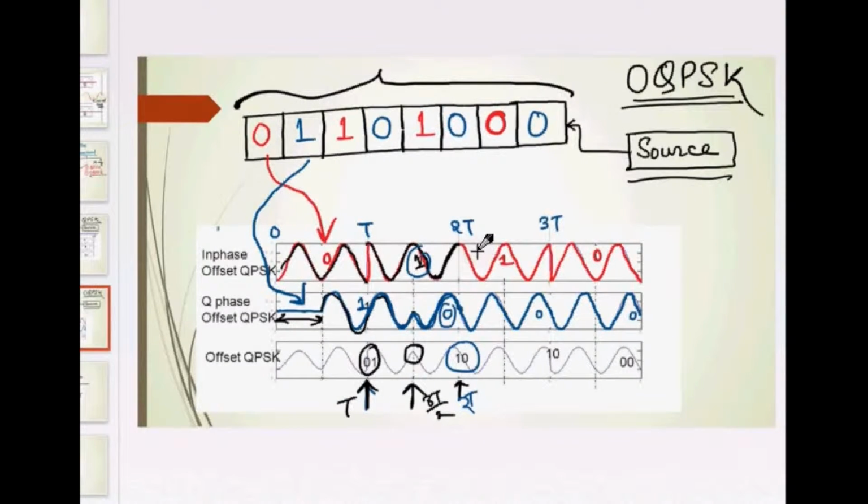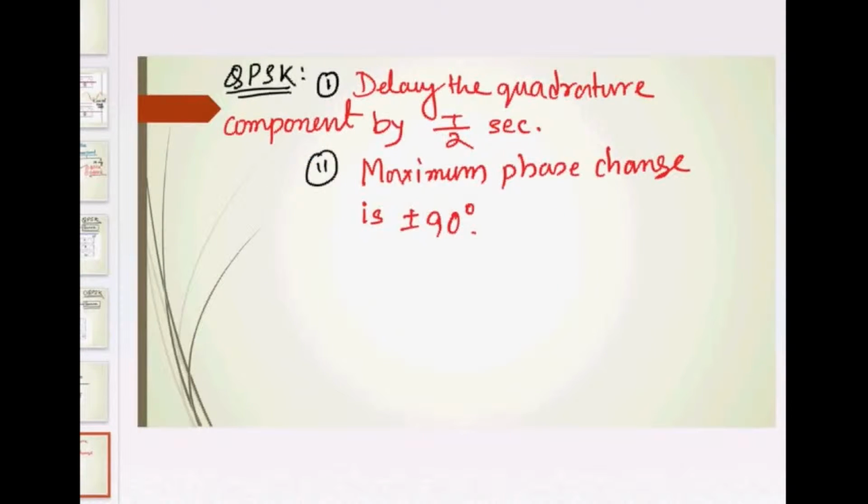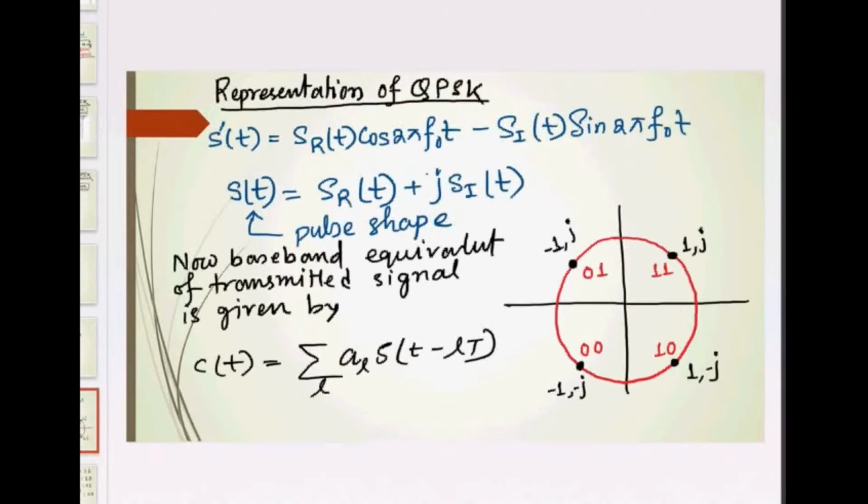So in QPSK, there was no need to sample at 3T by 2 seconds or 5T by 2 seconds, but in this OQPSK, you have to sample at those points also. But you don't have any 180 degree phase shift. You have a maximum 90 degree phase shift. So in case of OQPSK, not QPSK, you have to delay the quadrature component by T by 2 seconds, and the maximum phase change is plus minus 90 degrees.